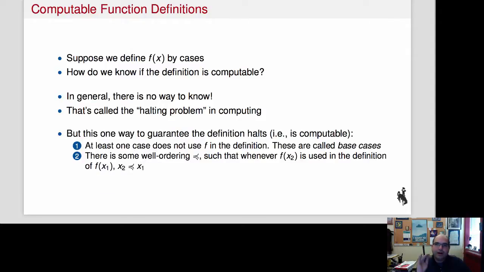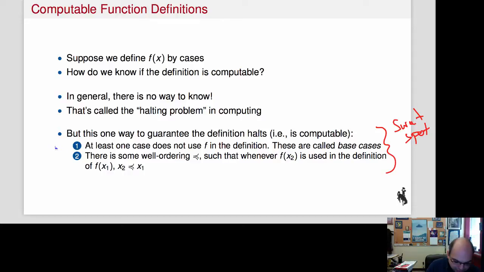Now, I did say that in some cases you can guarantee that it does terminate. For example, if it simply doesn't even look at the arguments. But there are some other cases in which you can, and this is what I would call the sweet spot, because it lets me define lots of functions and yet it lets me check to make sure that they terminate.